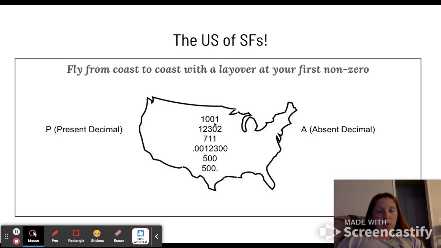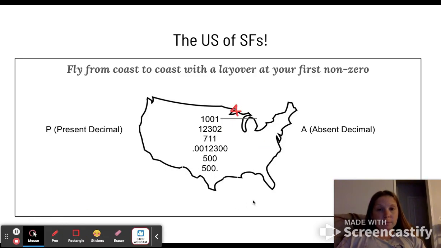So on this first number, as you see there, there is no decimal. So that means we're absent. So we're going to fly from Atlantic to Pacific with a layover at my first non-zero. Okay. Well, we have a 1 here, which means I stop there. And since I didn't mark anything out, that means all of these places are significant. So we've got 1, 2, 3, 4. We have 4 sig figs here.